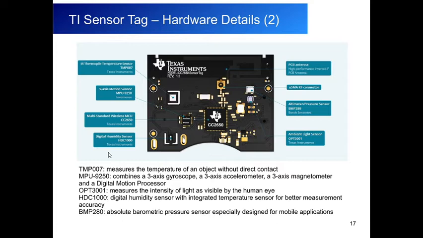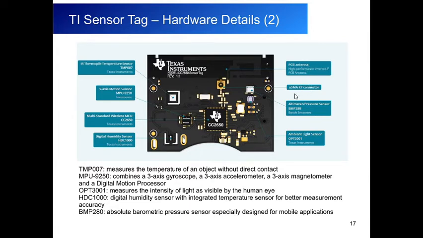So you have a temperature sensor here, which is placed on the board and retrieves information about the outside temperature. There's a motion sensor, a 9-axis motion sensor. Here is the microcontroller. There is a humidity sensor. There's an integrated antenna for transmission.